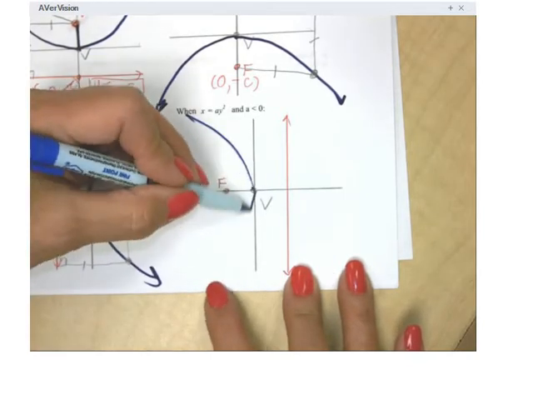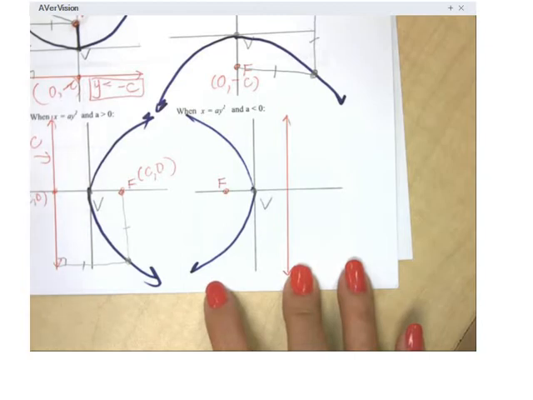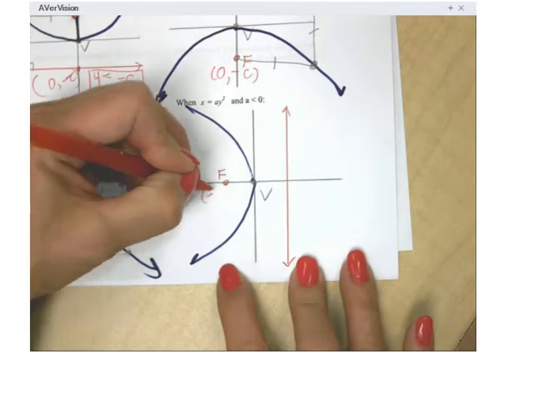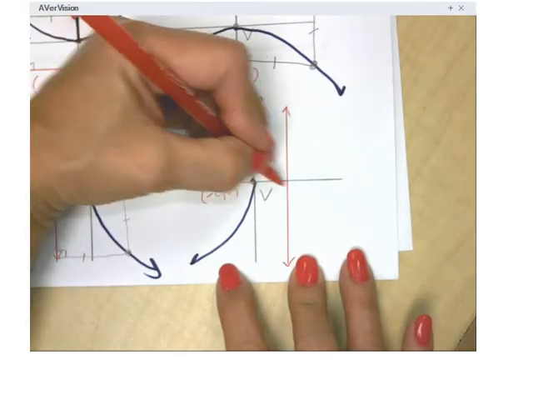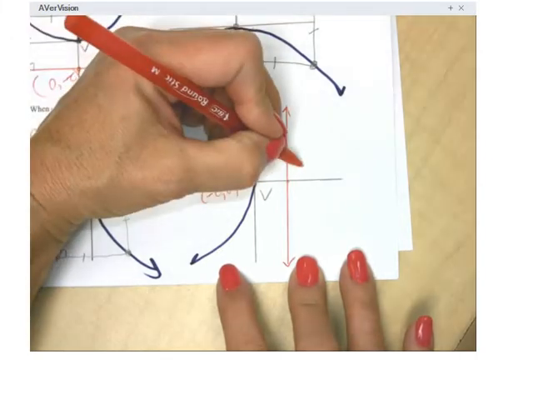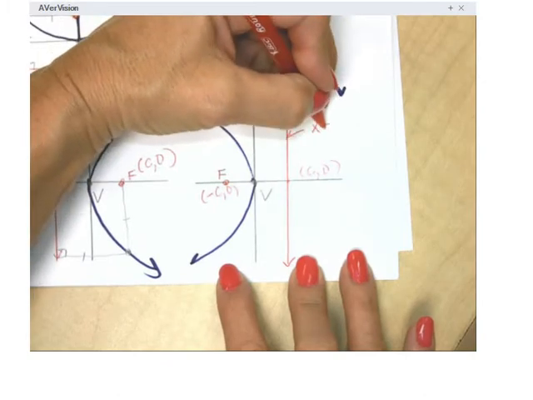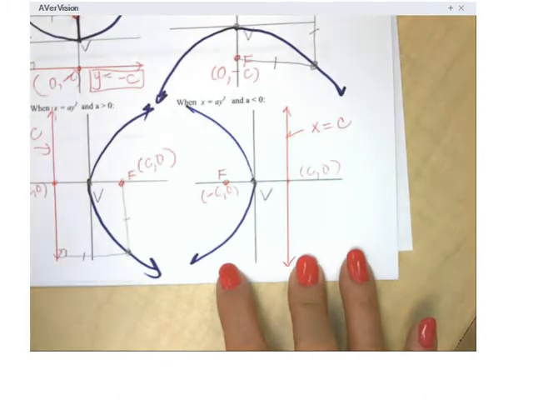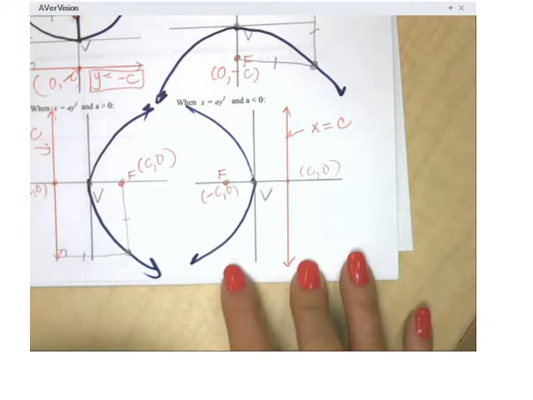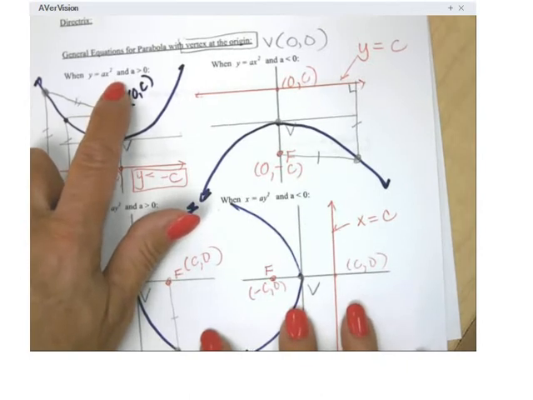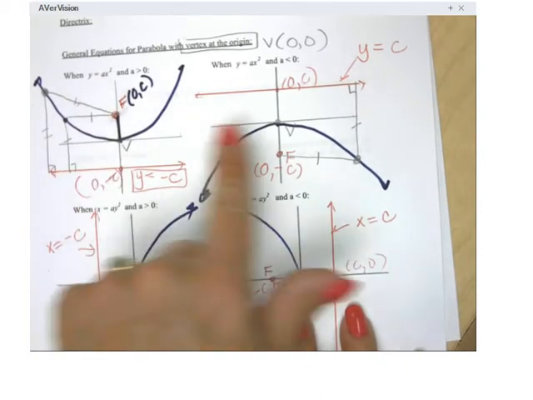And our last case that we'll look at is what happens if we have x equaling a y squared, but the a value is negative. It will curl around the focal point, and the focus will be at the point negative c, 0. The point where it crosses the x-axis is at c, 0. However, the equation of that line would be x equals positive c. And those are the four forms that we will deal with.